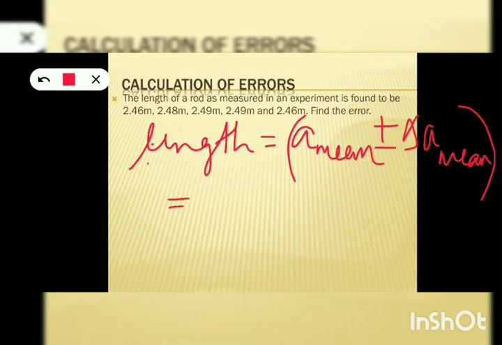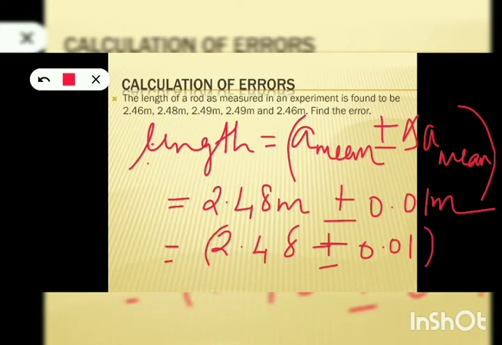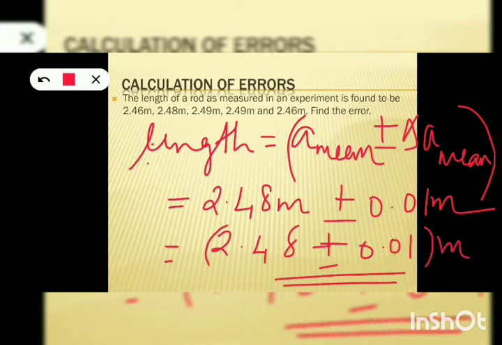In this case, what is A mean? A mean is 2.48 meter. And what is delta A mean? Delta A mean is 0.01 meter. So what is the actual value? The actual value is 2.48 plus or minus 0.01 meter. This is the way to write the actual value of any physical quantity.